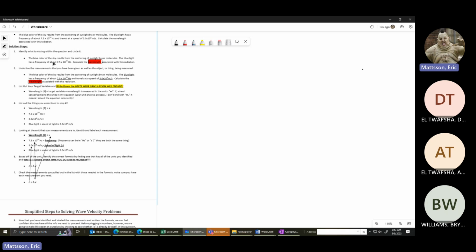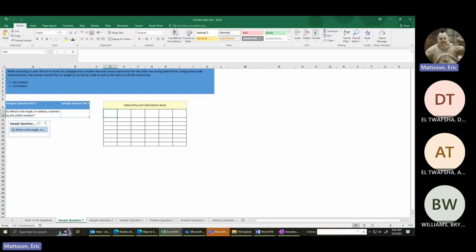So first thing we want to do is identify what's missing, and we want to circle it. So I'm not going to go back and forth here, but what's missing is what is the angle in radians. So I would circle this. What is the angle in radians?